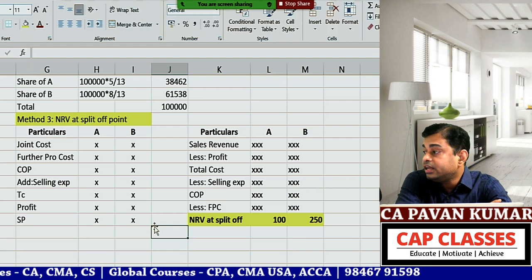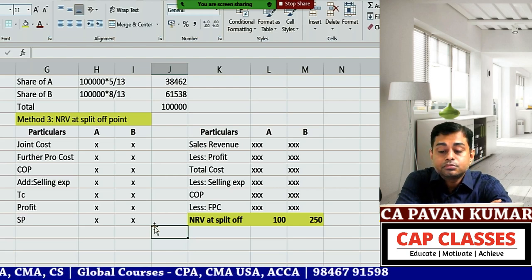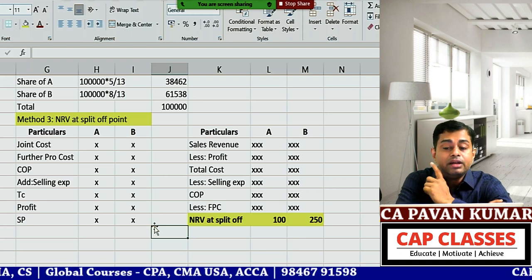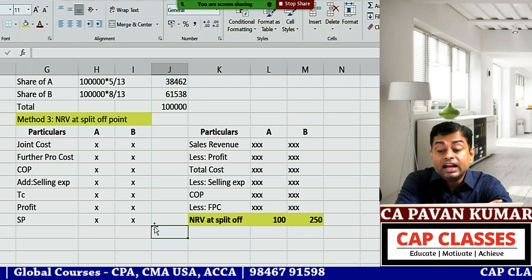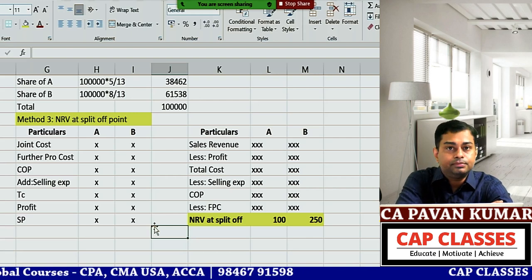Hello, everybody. Did you understand method 1, 2, 3? Method 1 is physical quantity. Method 2 is sales revenue. Method 3 is net realizable value at split off point. Correct?